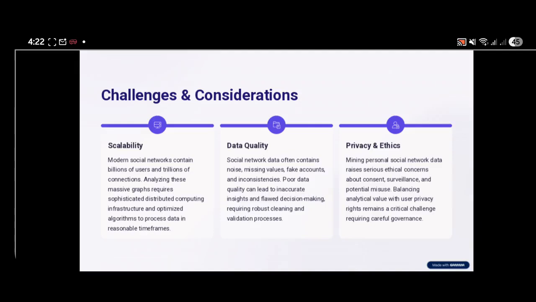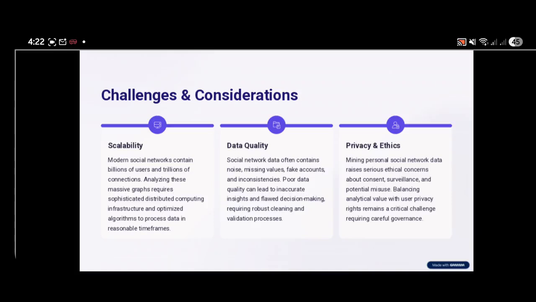The second is data quality. Social network data is inherently noisy. It's filled with missing values, fake accounts, bots, and inconsistencies. Poor data quality will lead to incorrect insights and flawed decisions. So robust data cleaning is absolutely essential.